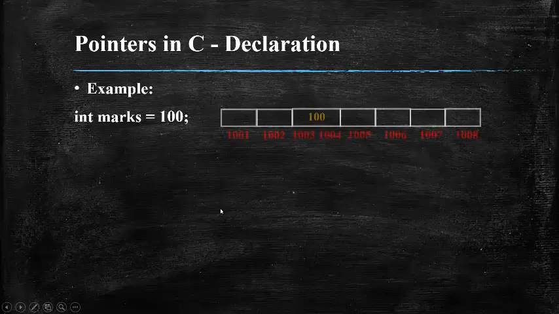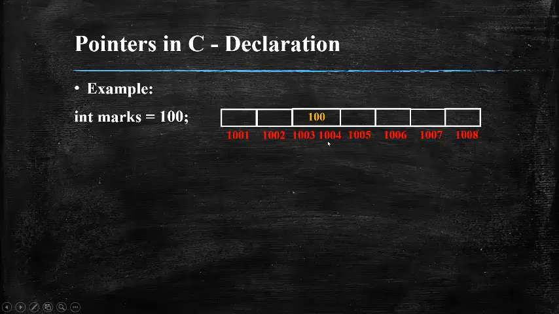Next, once this particular statement is executed, in my memory block, which starts with the memory location 1001 and ends with 1008, let's say for example. Since marks is an integer data type variable, 2 bytes of memory will be allotted for the variable marks, and it is holding a value of 100. So 100 will be located in 2 bytes of memory, that is 1003 and 1004.